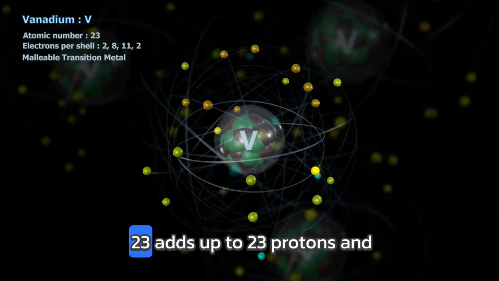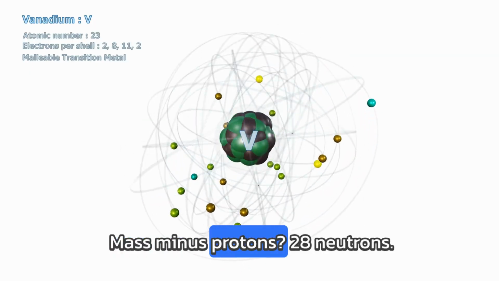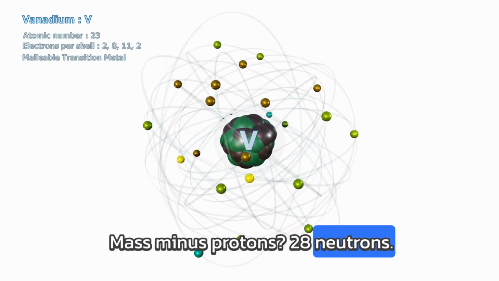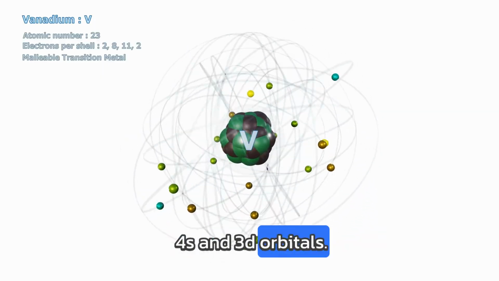Atomic number 23 adds up to 23 protons and electrons. Mass minus protons? 28 neutrons. 5 valence electrons span the 4s and 3d orbitals.